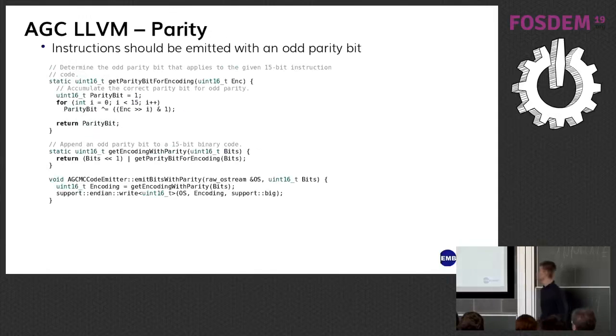Just a short note on parity. Instructions in the AGC needed a parity bit to be emitted in the least significant bit. So I accumulate the parity bit here by XORing the current parity with the next incoming bit. This is used when emitting bits in the MC code emitter.